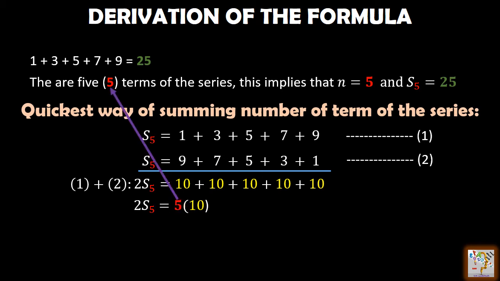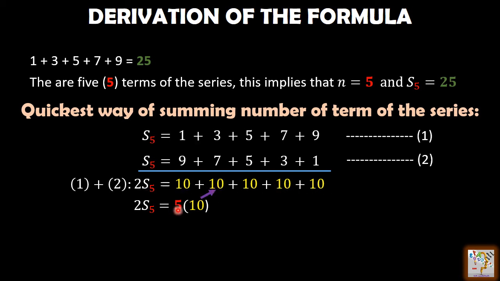You take this 5, which is the number of terms, and you multiply it by what? By 10. Where does the 10 come from? The 10 is the common sum that we get. It will be the same, 10, 10, 10. There is no need for us to take all the 10s because they are the same. We just take one.